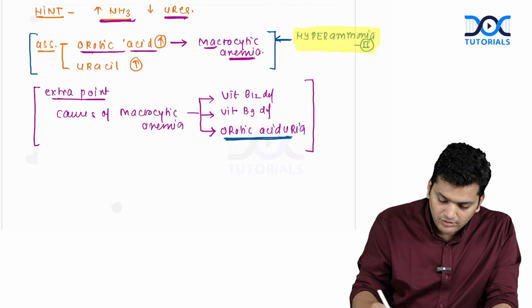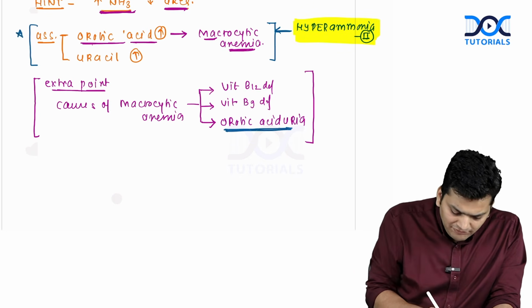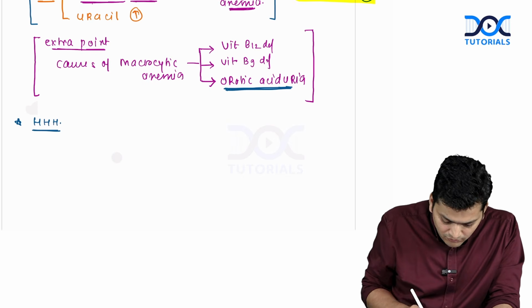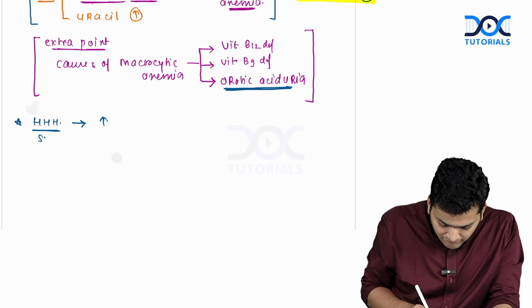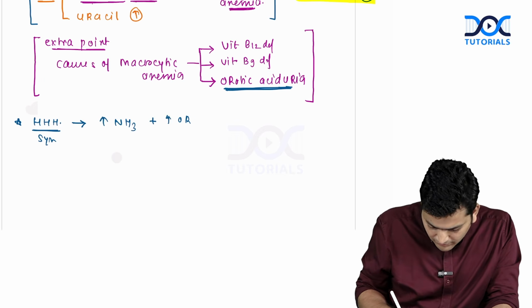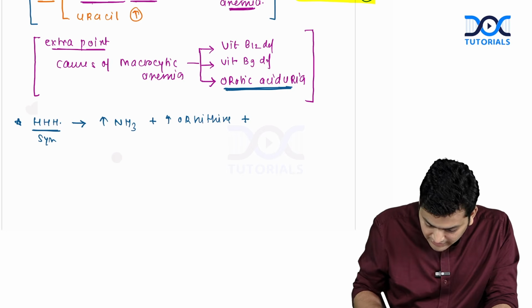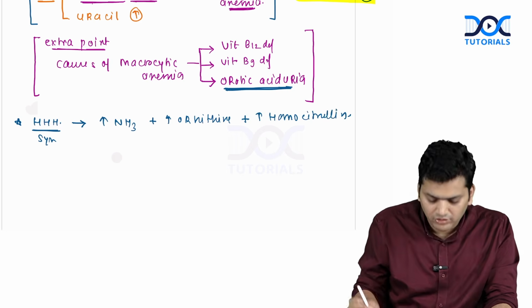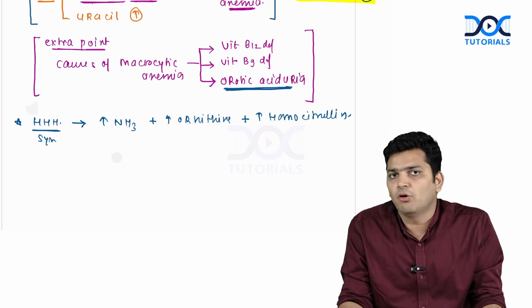For the triple H syndrome, the hints are very easy. If in any MCQ they say that there is increase in the ammonia, plus there is increase in the ornithine, plus there is increase in homocitrulline, then they are talking about the triple H syndrome. Meaning there is a problem in the ornithine transport.